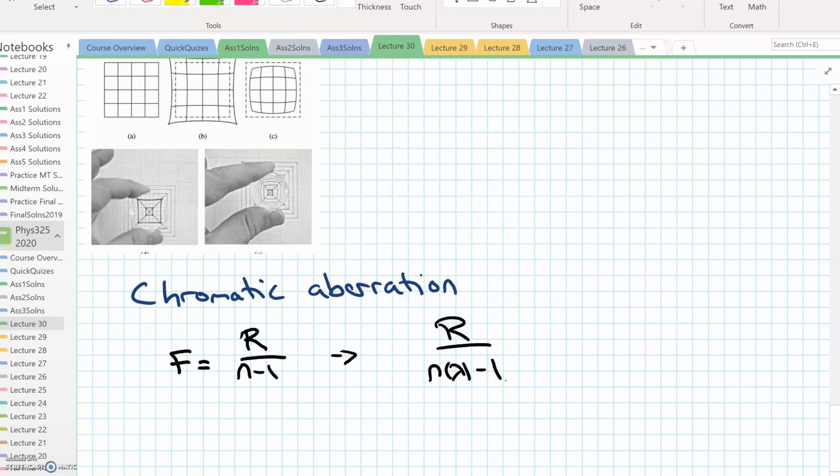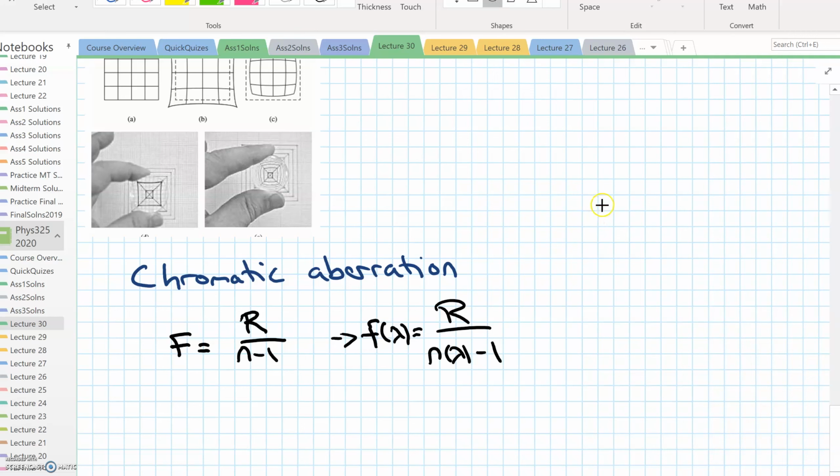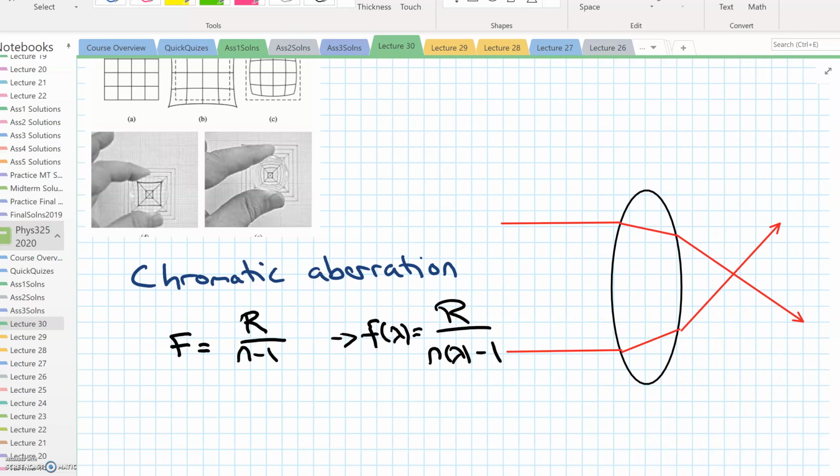N is no longer a constant. It's going to be a different n for red than it is for green, than it is for blue, and therefore we'll have a wavelength-dependent focal length. So we'll have something that looks like this. We'll have a red light coming in. It'll refract. And then it'll refract again. Similarly for the other side. And then we're going to have a similar picture for blue, but it's going to be a different focal length.